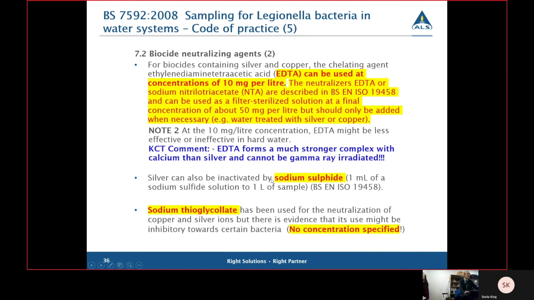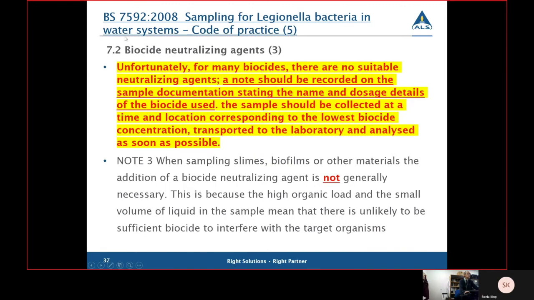It also says silver can be inactivated using sodium sulfide. I don't think anybody uses that. It's a nasty, smelly reagent. It's very unstable. And it states sodium thioglycolate has been used. We can give a concentration, and that's another smelly reagent you don't want to use. Very unstable. So as I said earlier, for many organic biocides, there's no suitable neutralizing agent. And if that's the case, a note should be added to the actual sample stating this.